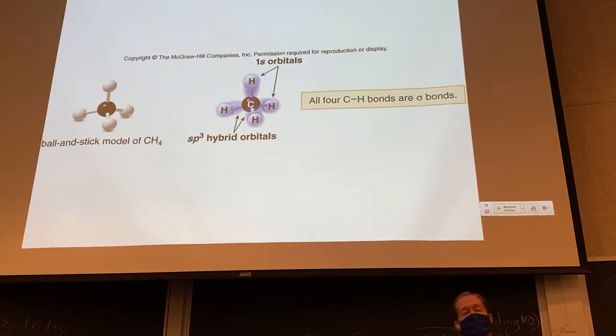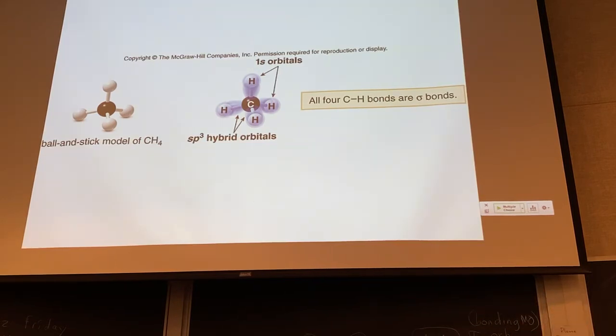So what we see here is that the sigma bonds in methane, or CH4, are formed by overlap of an sp3 hybrid orbital on the carbon with a 1s orbital on a hydrogen, okay? And that overlap is in the region between those atoms, and that electron density is going to be located on the axis between the carbon and the hydrogen atom in question.